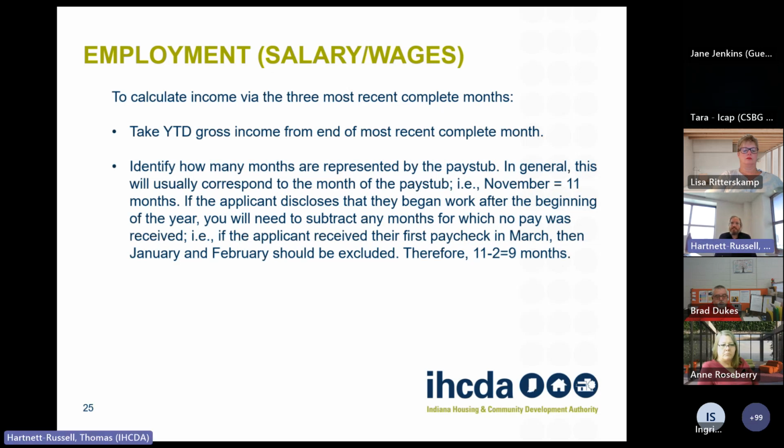The exception there is if the applicant discloses that they began work after the beginning of the year, you would need to subtract any months for which no pay was received. For example, if the applicant tells you that they received their first paycheck in March, then you would need to exclude January and February. In that case, you would take the 11 for November, subtract the 2 to offset January and February, and that would give you 9 months. That would be the number you're dividing by at that point.